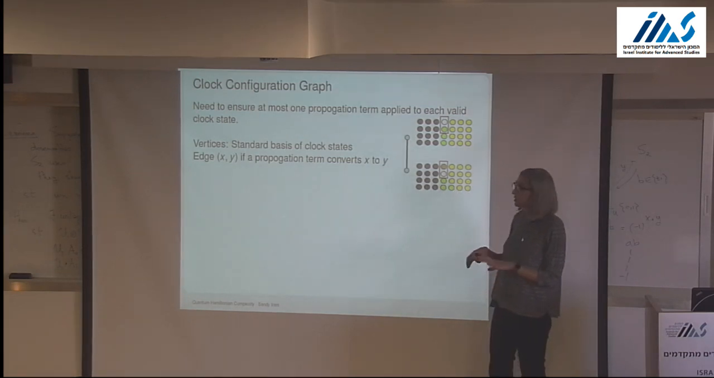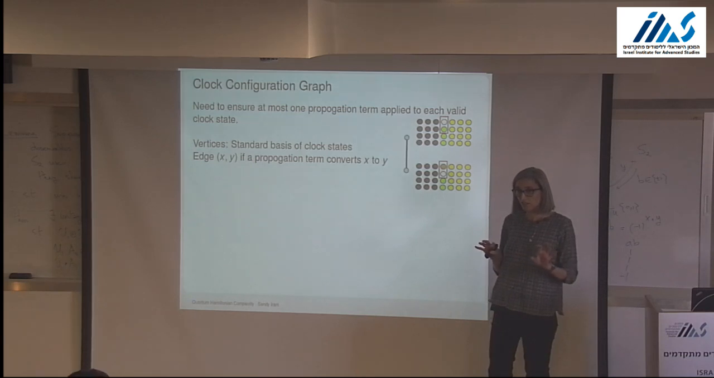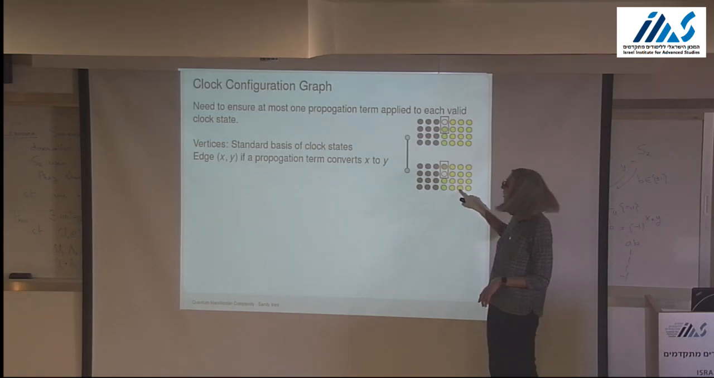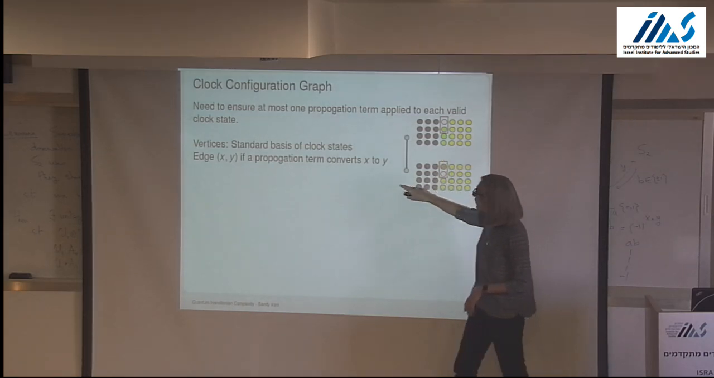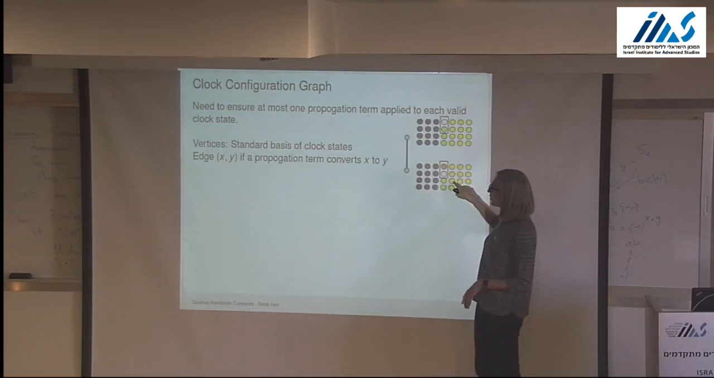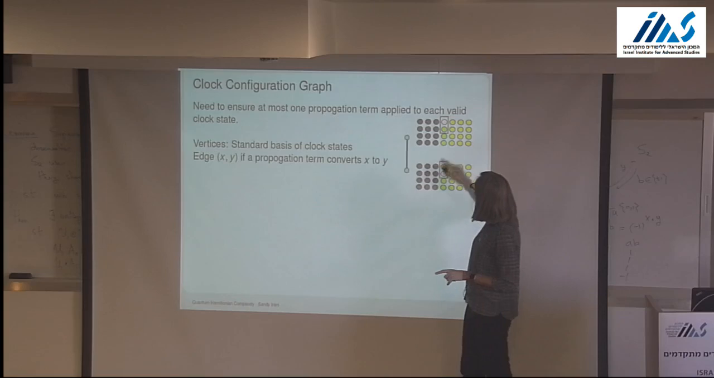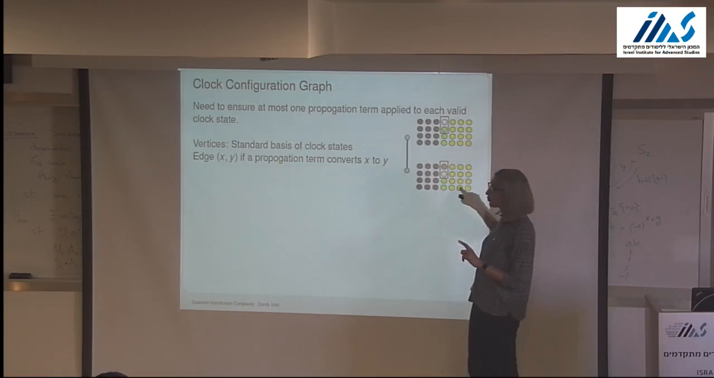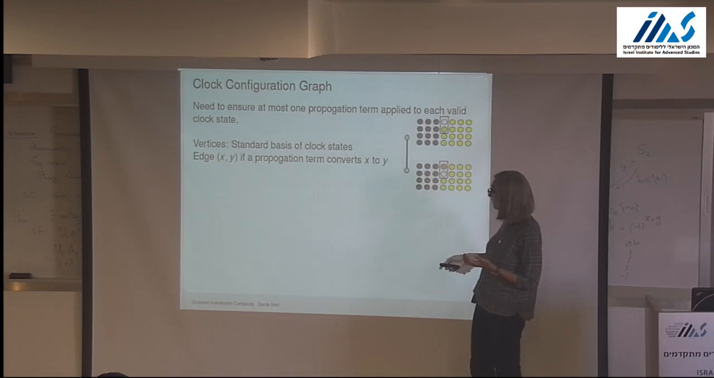So I can do this same kind of configuration graph that we had last time. Last time we had this configuration graph on all the possible clock states. Now I'm just looking at clock states, and a clock state is just a pattern of colors on the grid. Every vertex in my graph represents a standard basis state of the clock, just a way of mapping colors to the dots. And I'm going to have an edge between two if I can go from one to the other by one propagation term. So this is the same configuration graph that we had before, just the states they're representing are a little bit more complicated.